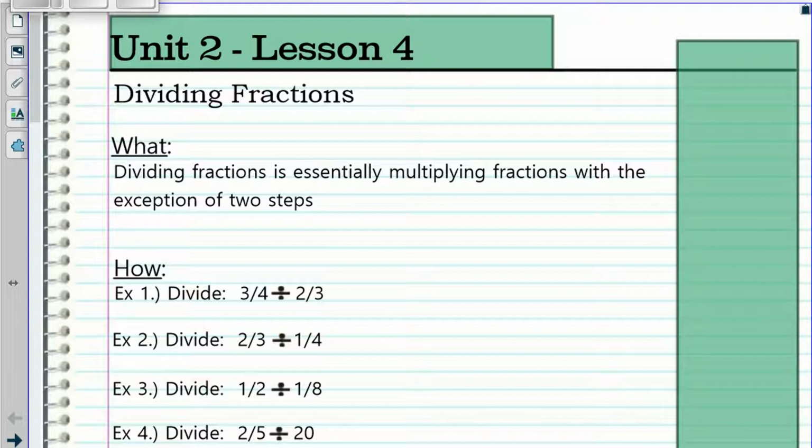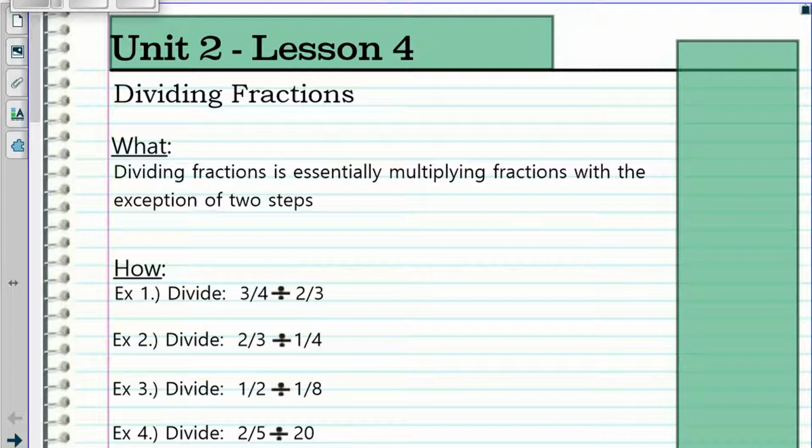Okay, all right, and we're back for another edition of Mr. Ng teaching you something. So today we're talking about dividing fractions. What is it? Well, it's 2 out of the 4 operations with any numbers. The last time we were multiplying fractions, so now we're doing dividing fractions, and I want to show you why right now.